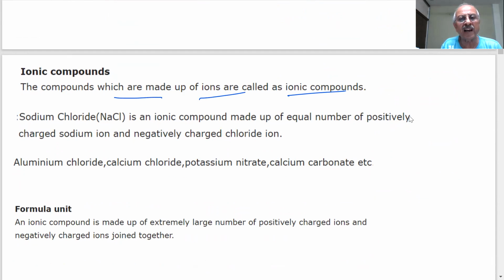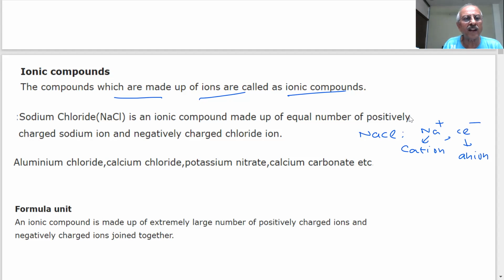For example, NaCl is an ionic compound. And why? Because it has ions. What are the ions which are present in NaCl? Na plus and Cl minus. This is a positive ion, cation. Yes, sir. This is a negative ion. What we call is anion.